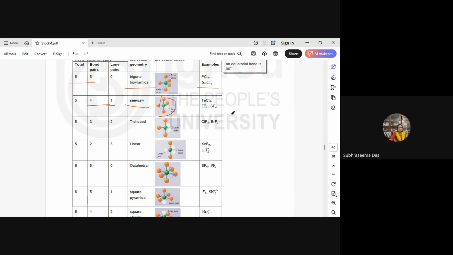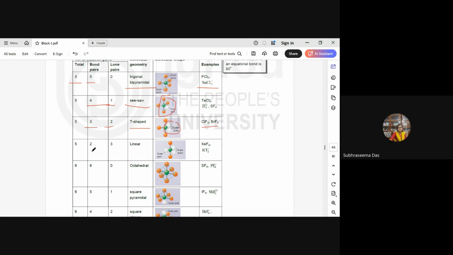So for example, SF4 minus. Suppose the total number of electron pairs is 5, out of which there are 3 bond pairs and 2 lone pairs. Then the structure that should originally have been trigonal bipyramidal (TBP) now converts to a T-shaped geometry. This T-shaped geometry can mostly be found in ClF3 and BrF3.